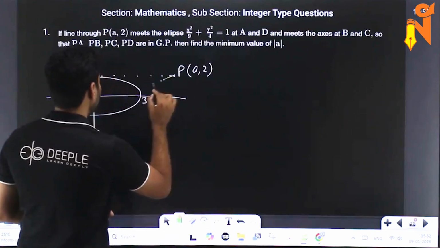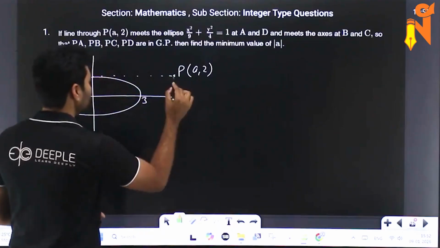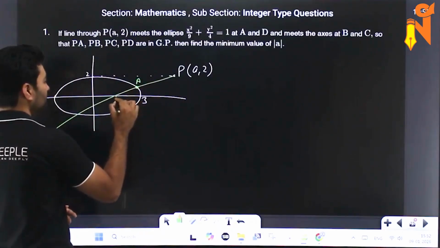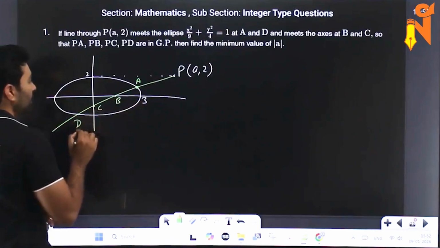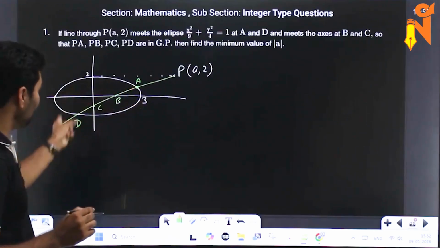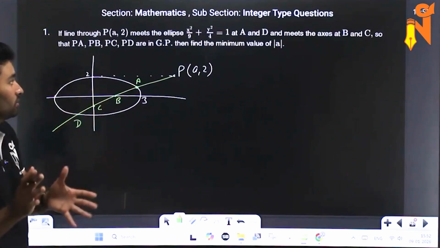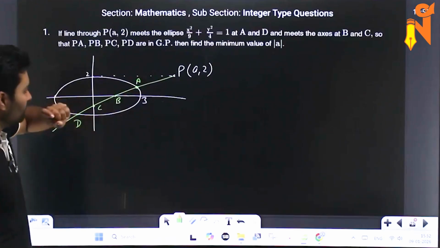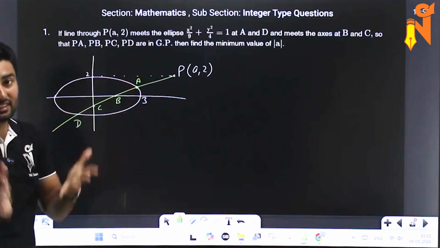Now what we can do, make a line. It's basically a general line. Okay, so this point is A, this point is B. It is given here. This point is C, this point D. Okay, the line cuts the ellipse at A and D, and cuts the X and Y axis at B and C, as given in this question. Find the minimum value of a, whatever. So now basically, first of all, PA, PB, PC, PD, these four are in GP.